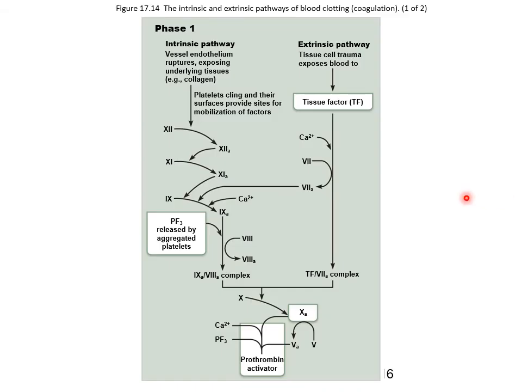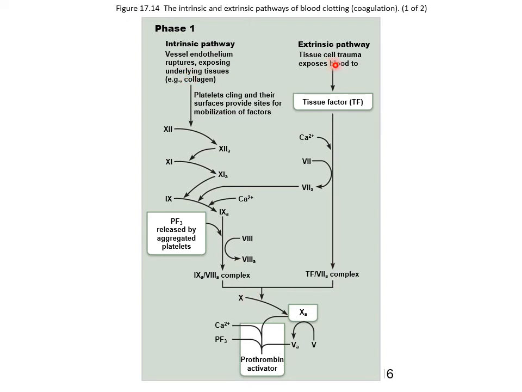So this is the coagulation cascade. So there's two pathways, two separate pathways you see here. You see what's called the extrinsic pathway and what's called the intrinsic pathway. This one has a lot more steps. This one has fewer steps. And they converge on this part right here, okay?